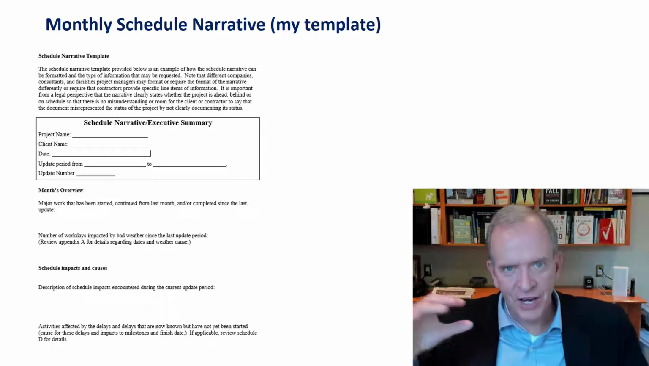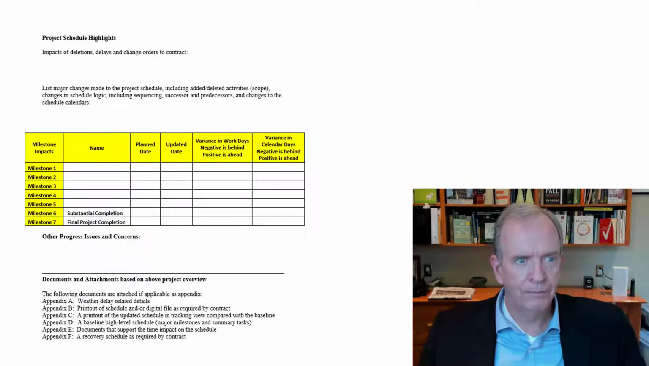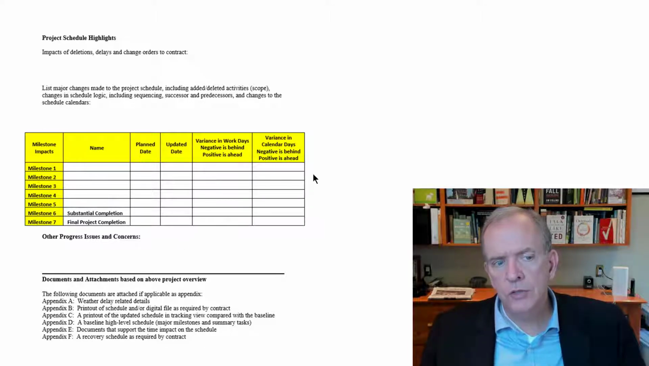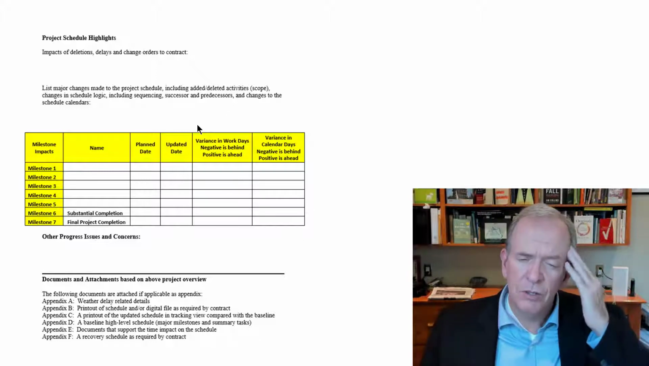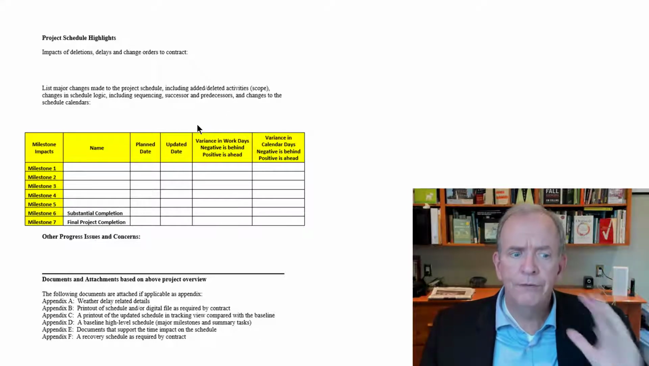So there's this hierarchy in schedules that we look at. And of course, impacts of deletions, delays, any major changes made to the project schedule, your changes, added, deleted activities, and then it should clearly show how much you're behind schedule, how much you're ahead of schedule. So variance, it should be very clear. I shouldn't read this document and say, I wonder if we're on time or behind time. The client shouldn't read it. It should be very clear.